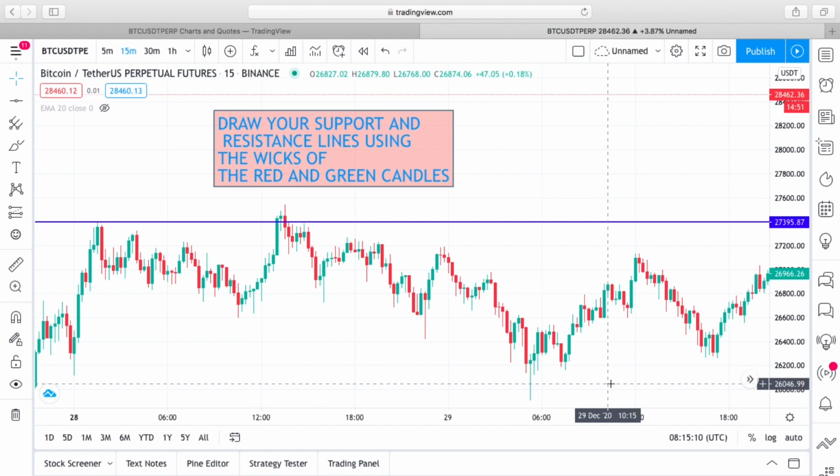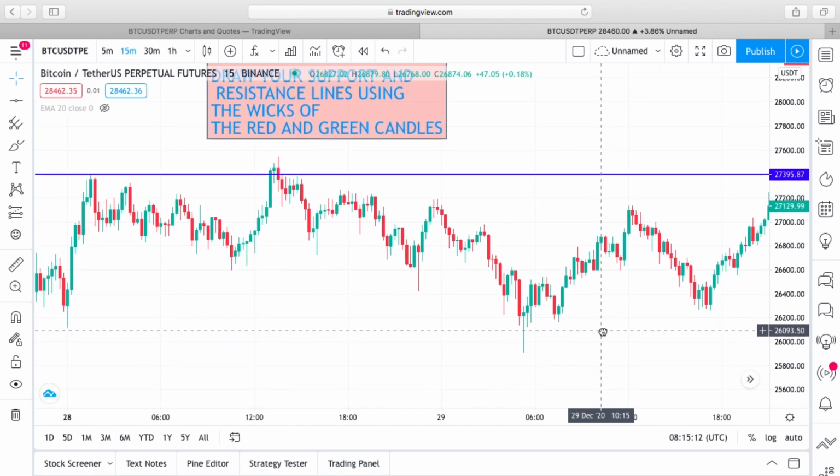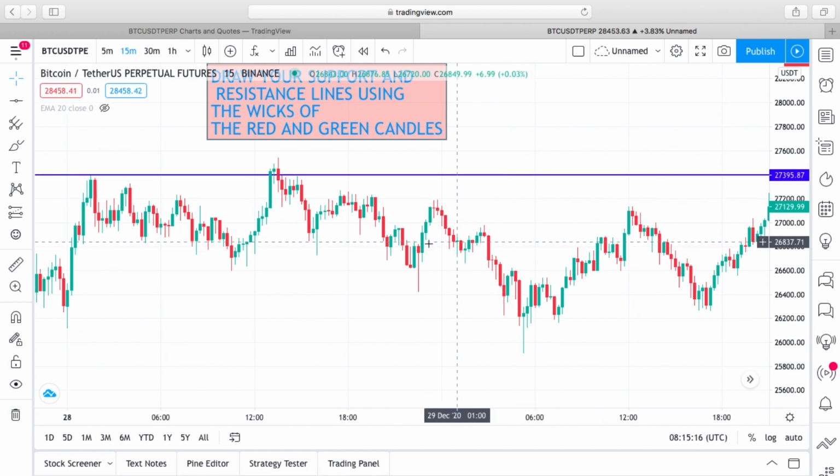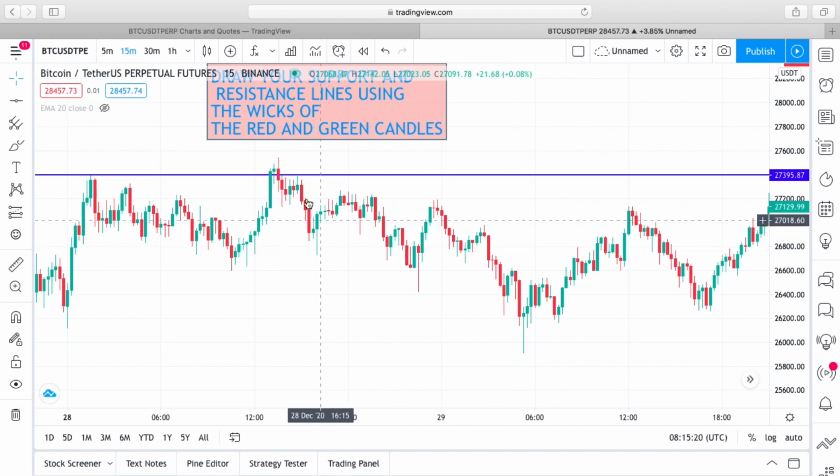So now again, I have to draw my support. Remember, you use the wicks of the candles to draw your support and your resistance. And make sure at the upper part of the resistance side, you find the places where the price tried to break out, tried to reach, tried to hit, but did not succeed. Just like this is my resistance, which means look at all this.